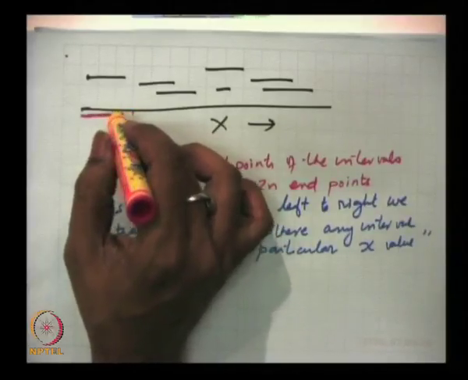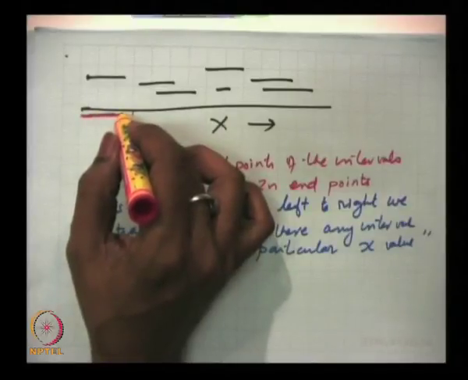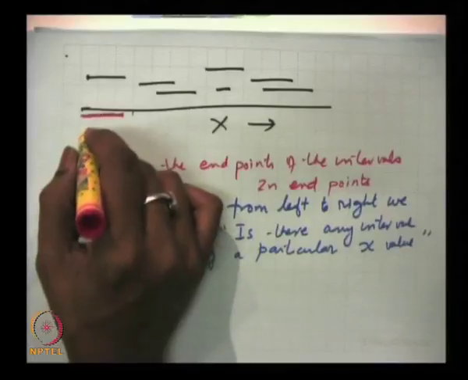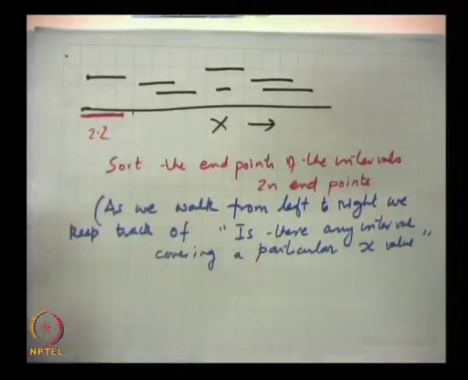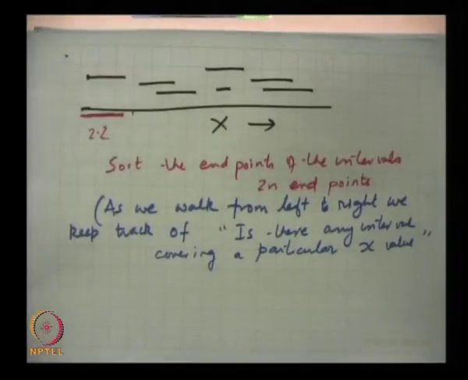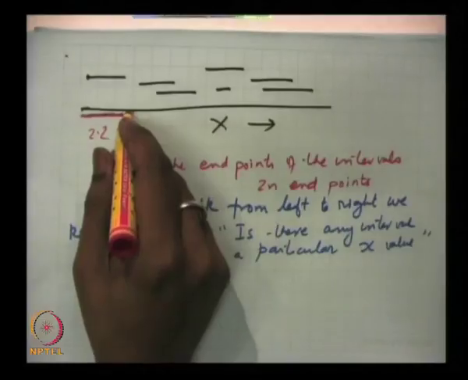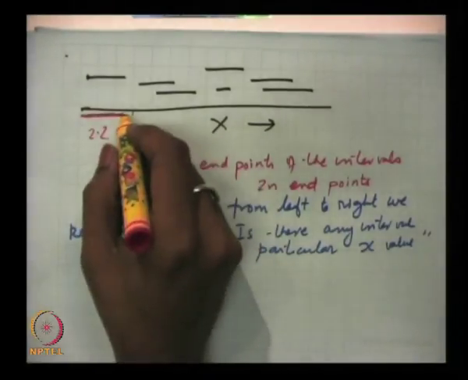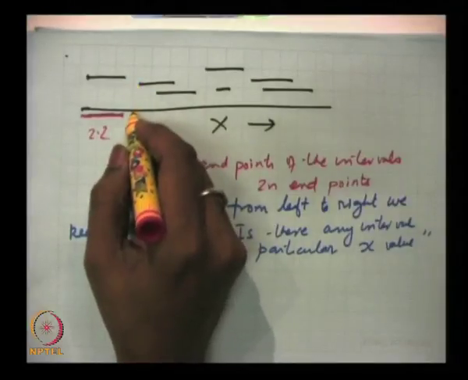Right. So, whatever I have covered till now, I can make a note of that. Maybe it is, as I said, some 2.2 or something like that. So, somewhere I am going to count that I have swept 2.2. And then at this juncture, there is no interval covering this. So, I have to now jump to the next endpoint, which is here.